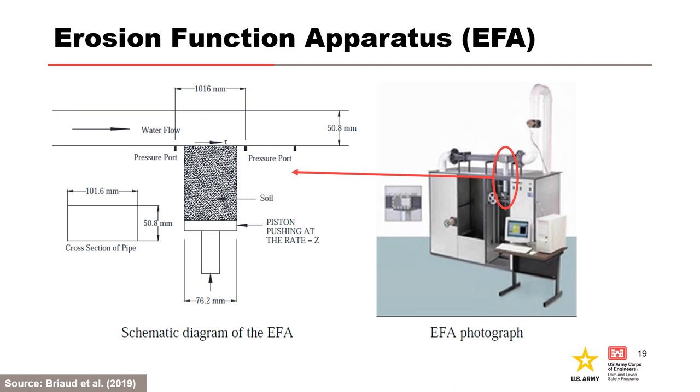The erosion function apparatus was developed by Jean-Louis Briaud at Texas A&M University. The primary focus of the research was bridge pier and abutment scour, but also overtopping erosion. In the EFA, a soil sample is pushed until it is flush with a flume floor, where water flows at a constant velocity. The sample is advanced to keep it flush with the floor, and the time to erode is recorded. Velocity is then increased, and the process is repeated.